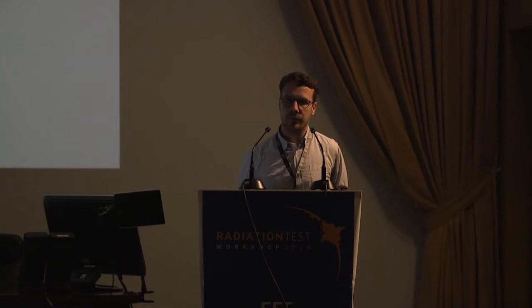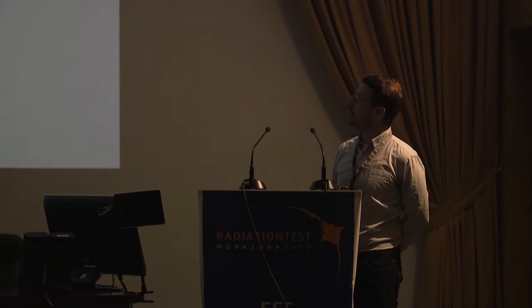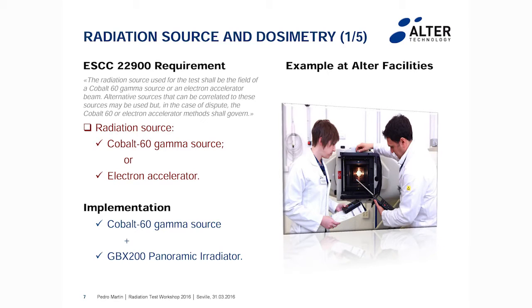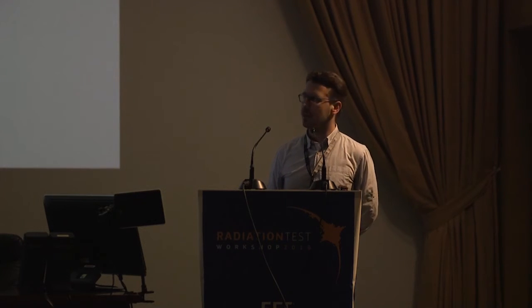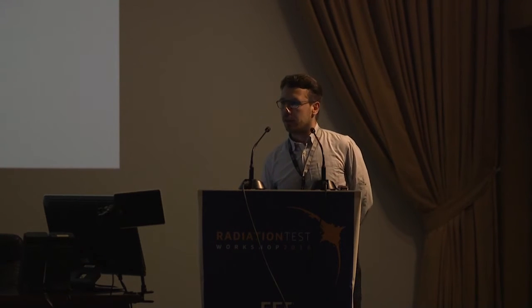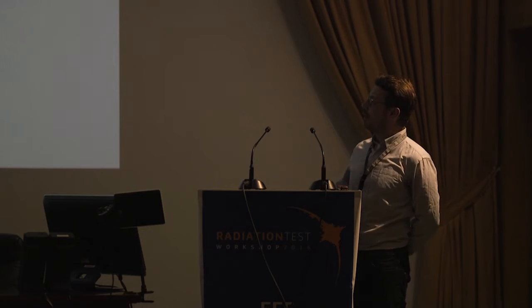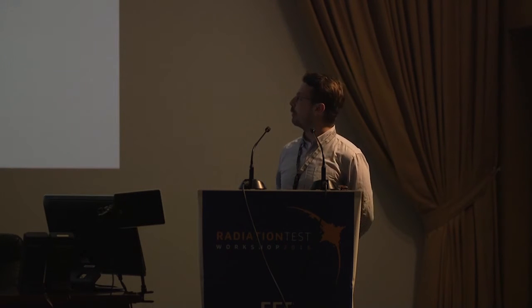Okay, the first category is about the radiation source and dosimetry. And of course, the radiation source has two main options. On one hand, we can decide to use a cobalt-60 radioactive source or an electron accelerator. In our case, we have used a cobalt-60 gamma source inside of a panoramic irradiator. The idea is to describe the requirements and also to put an example, a real example of our company, of course.